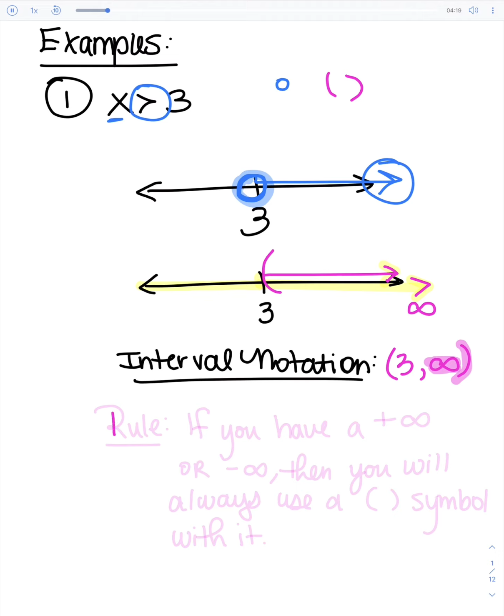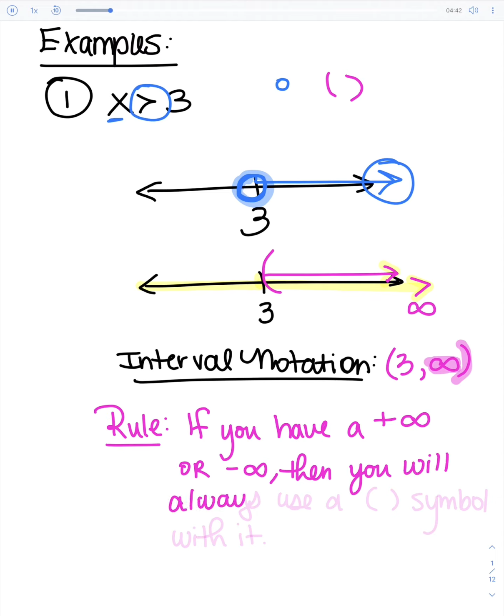It's going to be one of our rules: if you have a positive infinity or a negative infinity, then you will always use a parentheses symbol with it.